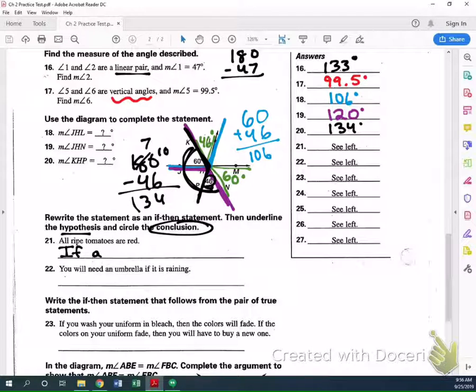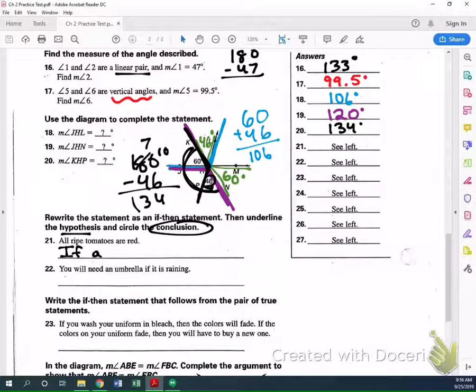So what do you think? That's what we think. If you wrote that, I would be okay with it. She said, if a tomato is red, then it is ripe. I would be okay with that. Well, how did you do it? If the tomatoes are red, then they are ripe. Yeah, same idea. Did anyone do it the other way? If they are ripe, then they are red?